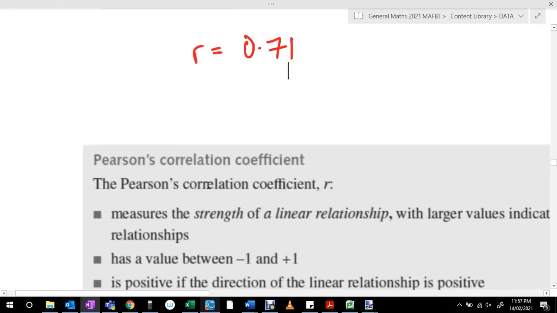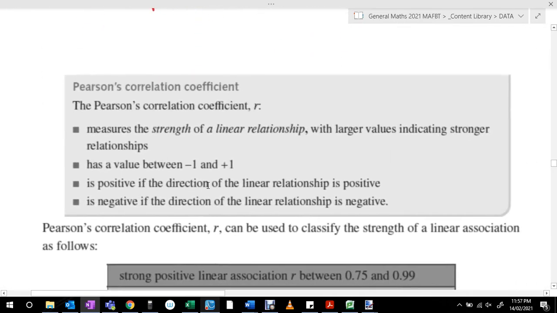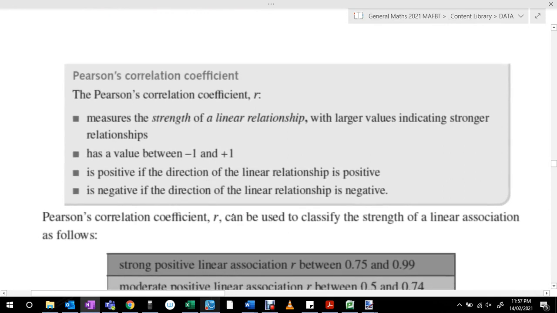Okay, so what is the R value for? The R value measures the strength of a linear relationship, with large values indicating a stronger relationship. So that means this R value just measures how strong the relationship is between two variables. With your R value, your values can actually only be between -1 and +1. So you can never have an R value of 2, 3, 4, 5, 6, 7, or -2, -3, -4. It's between -1 and 1.